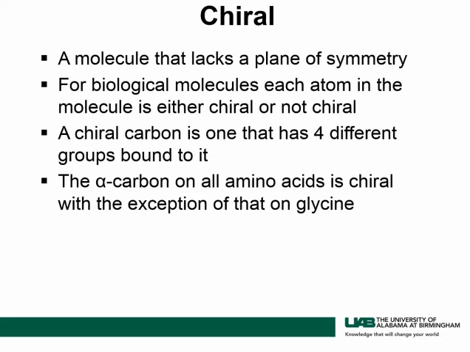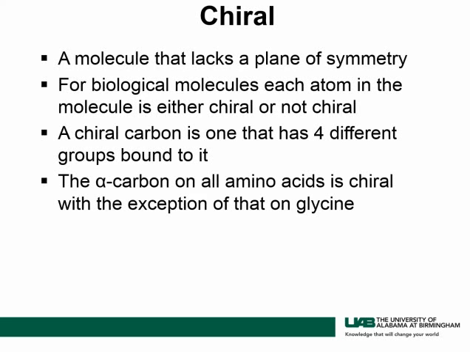Let's talk about chirality. A chiral molecule, you learned this in organic chemistry, is a molecule that lacks a plane of symmetry. For biological molecules, each atom in the molecule is either chiral or not chiral. Now, according to the organic chemistry definition, when a carbon has 4 different groups attached to it, that carbon is chiral. In other words, you cannot find a plane of symmetry.